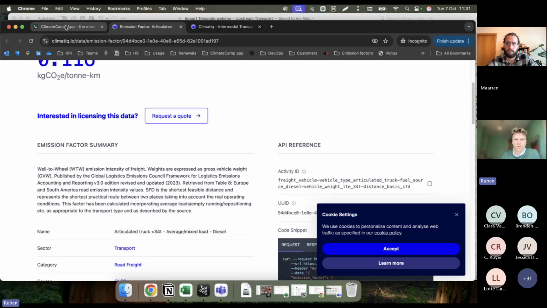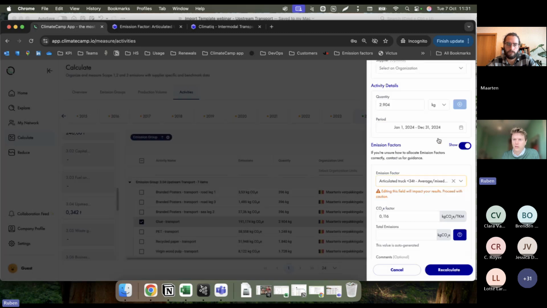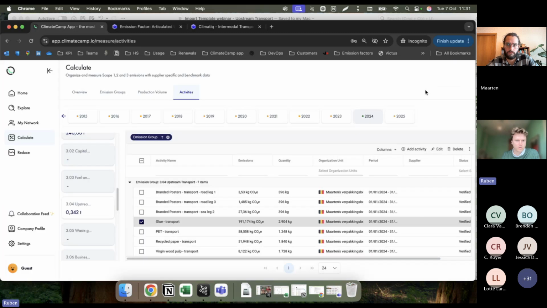So that's a bit how these calculations are being done in ClimateCamp. Maybe to give a quick view on how this works with intermodal transport, meaning multiple modes of transport are being used, which is the other example indicated here. You will see we will split this up into 3 transportation legs: first a road, then a sea leg, and then again a road leg. For each activity, the weight that has been transported is the same, 396 kilograms. But of course, the emissions are different because there are different distances and different emission factors used.